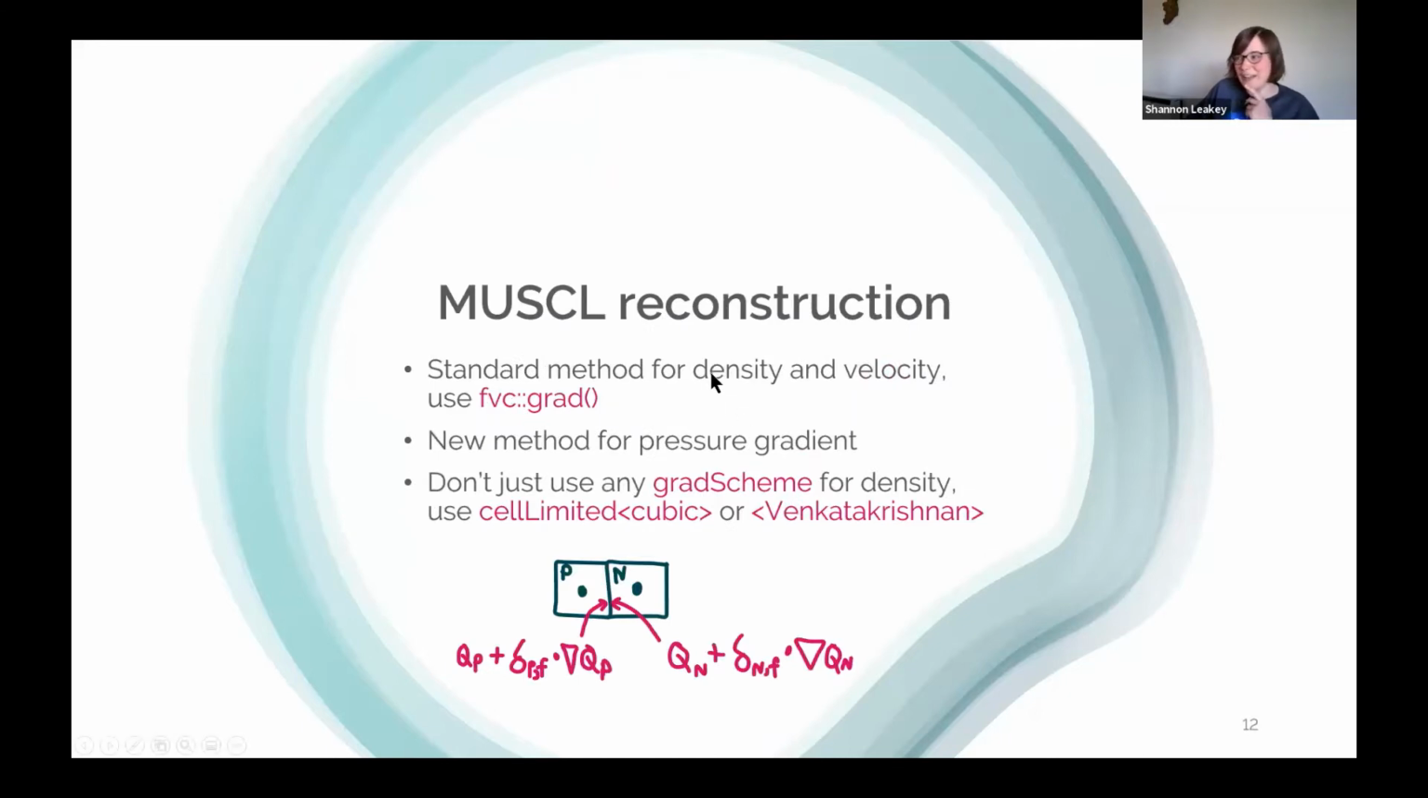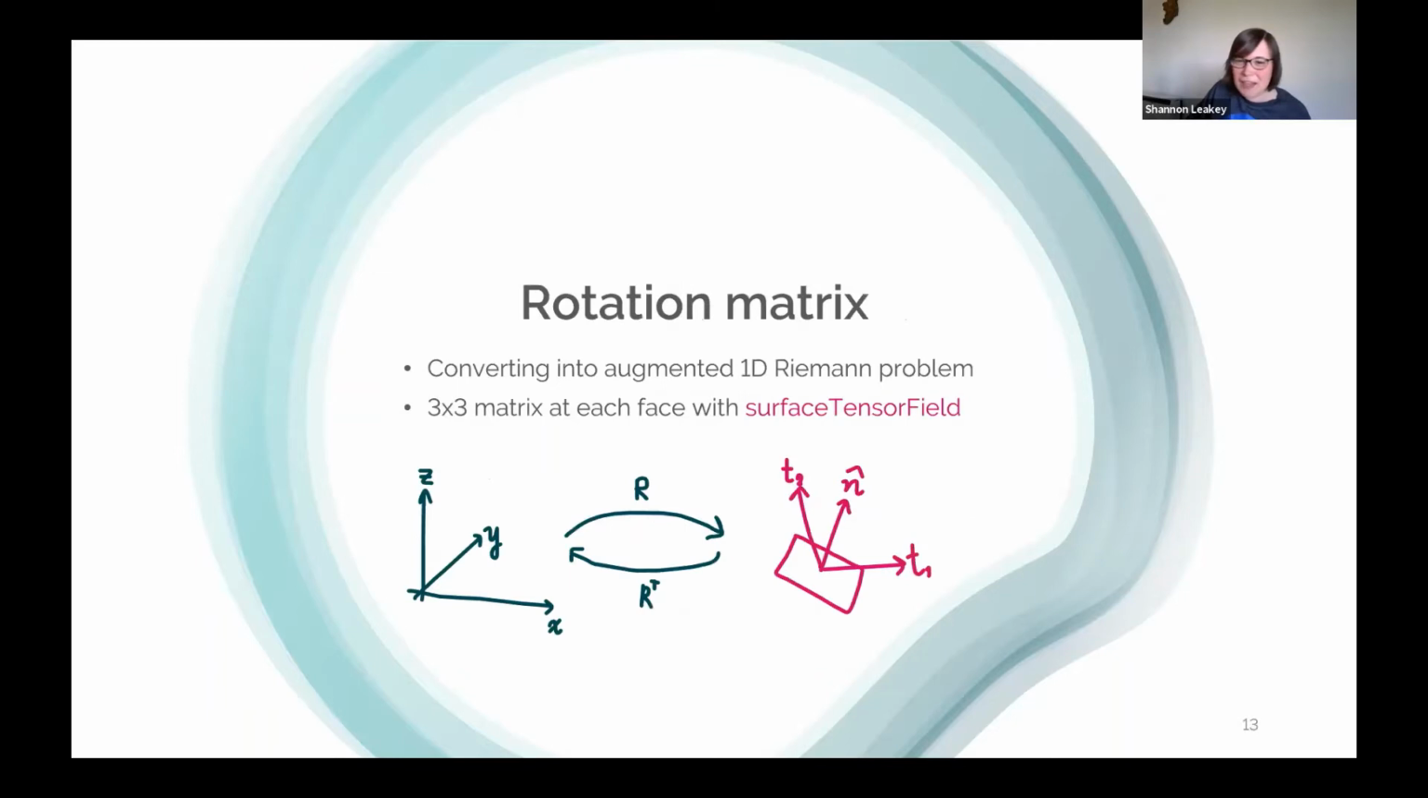For the standard MUSCL reconstruction for density and velocity, I just use the fvc grad. But for the pressure gradient, I use this special thing I was talking about earlier. It's important to note you can't just use any grad scheme because you want to make sure it's limited to avoid those Gibbs type oscillations and it blowing up. So for that, I used cell limited cubic or Venkatakrishnan. I'm not sure if that's how you pronounce it. I've never heard anyone say this guy's name, sorry. And then that means you can reconstruct it to the faces.